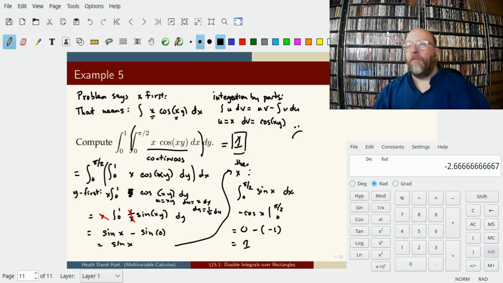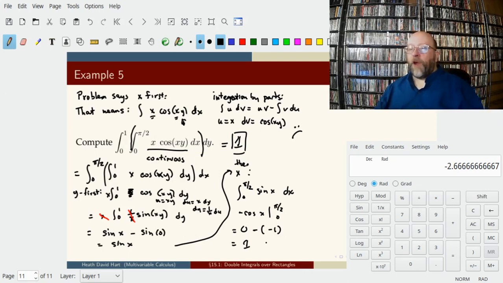And instead of doing integration by parts, which is what we would have had to do if we did x first, because there are 2 x's in this problem, instead we only had to do u substitution, because when we did y first, there's only 1 y in this problem. And so that simplified the integration, because we get to do the simpler variable first. Okay?